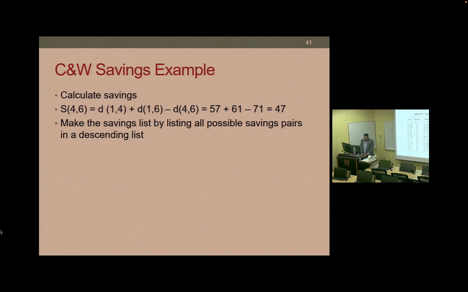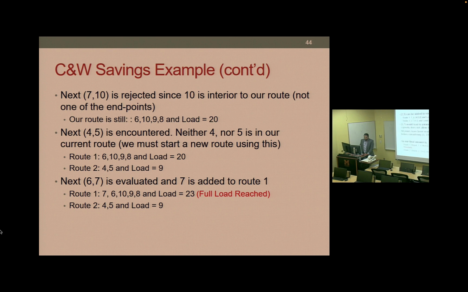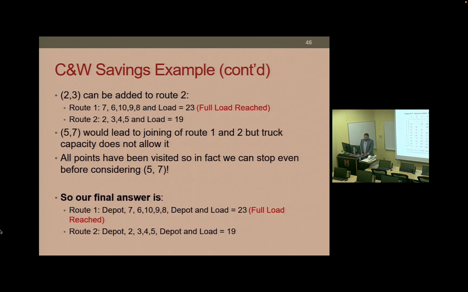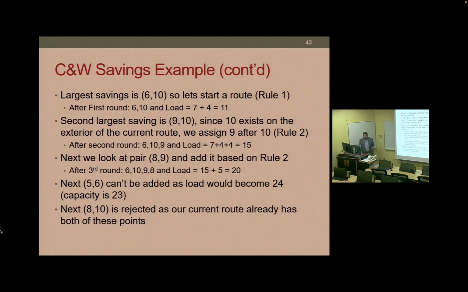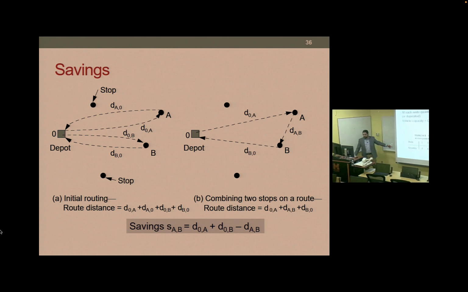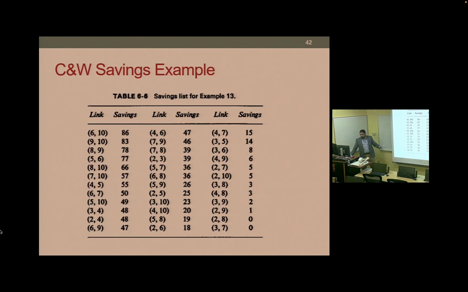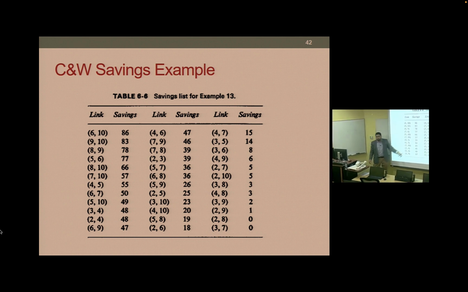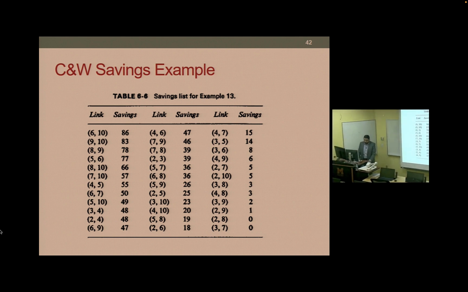The slides take you through the details, and I am going to upload a separate video which goes over this example in detail. But the main idea is we calculate these savings using this formula. We put the savings in this matrix, then we sort them in descending order, and then we start taking pairs of points from this list and start building our routes. That's the main idea behind this algorithm.